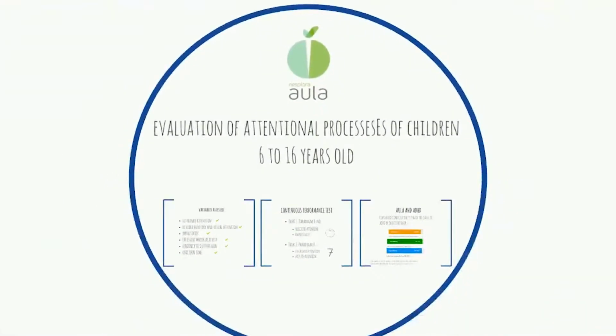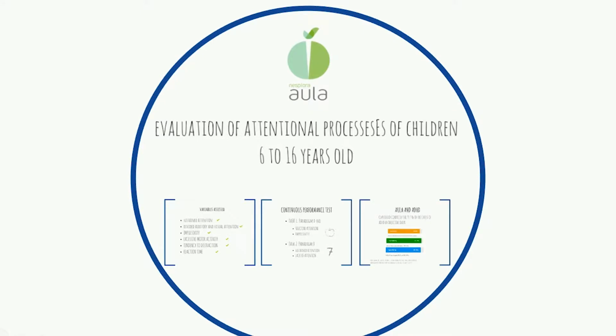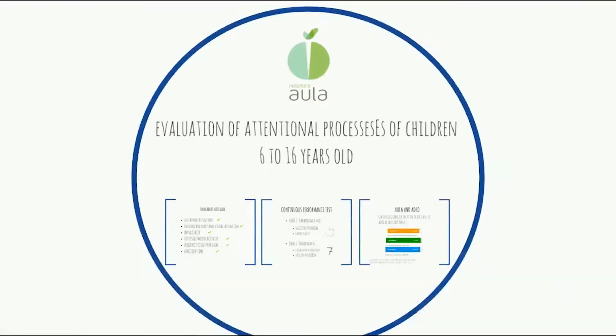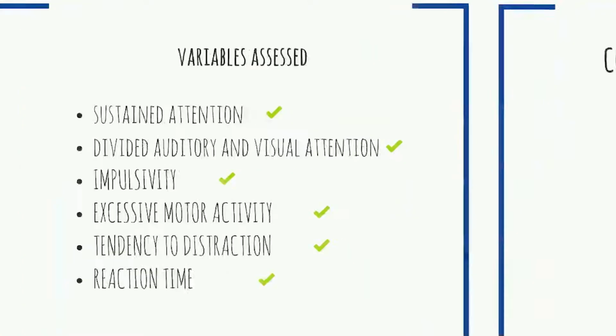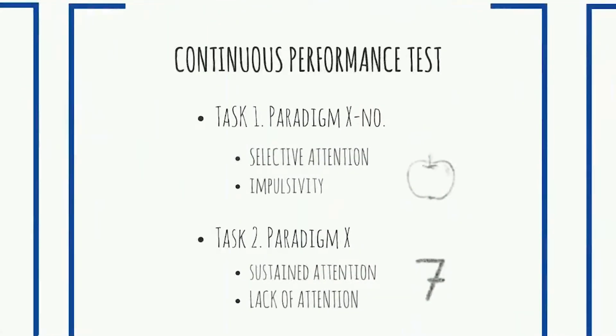Aula is the most comprehensive test for evaluating attention processes in children between the ages of 6 and 16. Using a virtual reality system that increases the ecological validity of the test, Aula evaluates sustained attention, divided at the visual and oral level, impulsiveness, motor activity, ease of being distracted, and reaction time over a period of approximately 20 minutes. To do this, Aula uses two continuous performance tests.